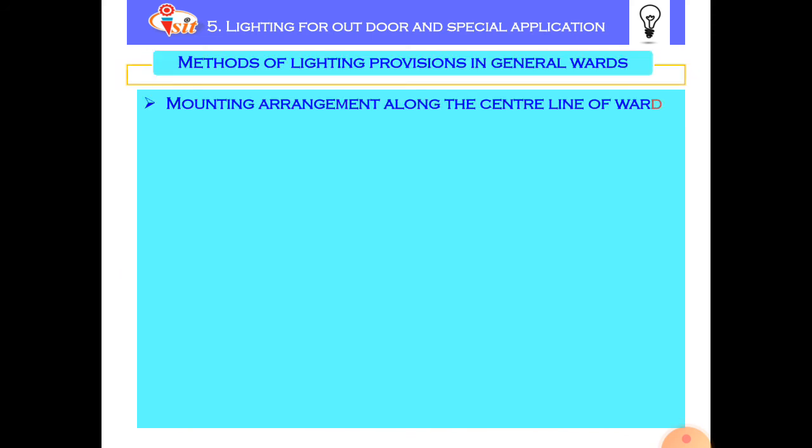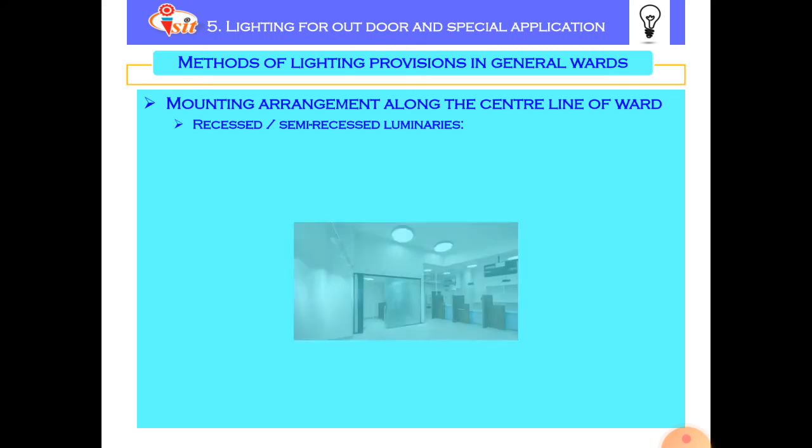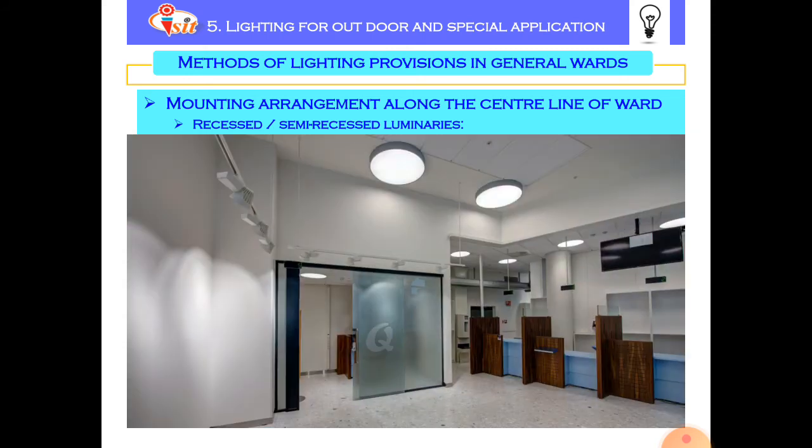And now the recessed or semi-recessed luminaires. Take a look at the luminaires. These are not suitable alone in multi-bedded wards but need to be used in conjunction with wall-mounted bed-head luminaires. Both ceiling and wall units should be spaced similarly to the bed ends at about 2.2 meter.